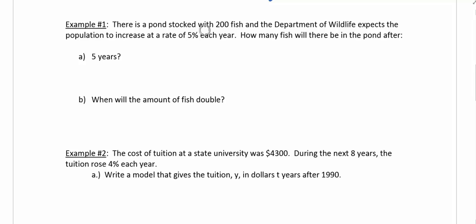So there's a pond stocked with 200 fish, and the Department of Wildlife expects the population to increase at a rate of 5% each year. How many fish will there be in the pond after 5 years?